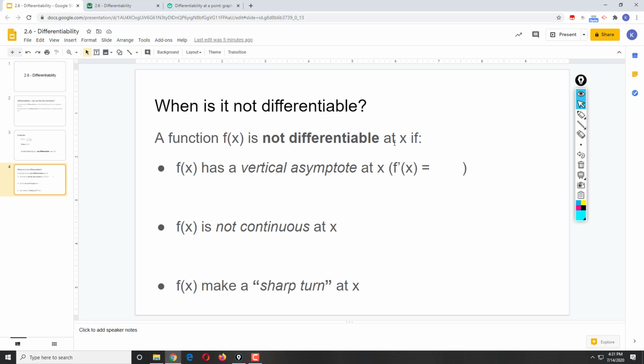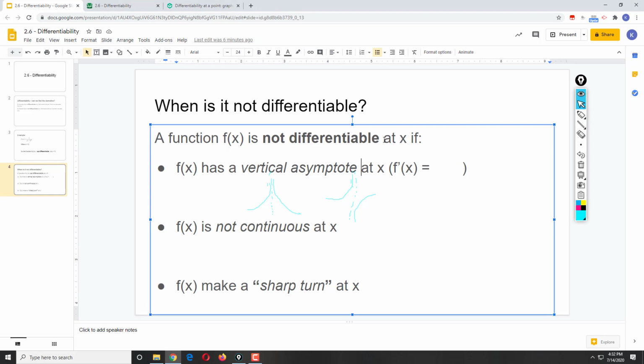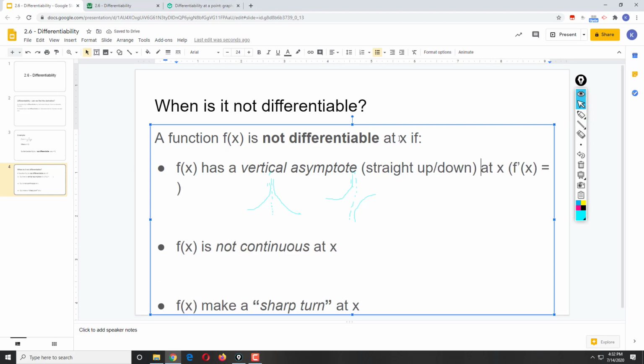It's not differentiable if it has a vertical asymptote. For example, we saw in the first example, if the graph looks like this, that's a vertical asymptote. If the graph looks like this, basically if it's going straight up or straight down, it's called a vertical asymptote. In other words, that means that f prime of x is positive or negative infinity. Well, if the derivative is positive or negative infinity, the derivative is undefined. We call this vertical asymptote. So wherever there's a vertical asymptote, f of x is not differentiable.